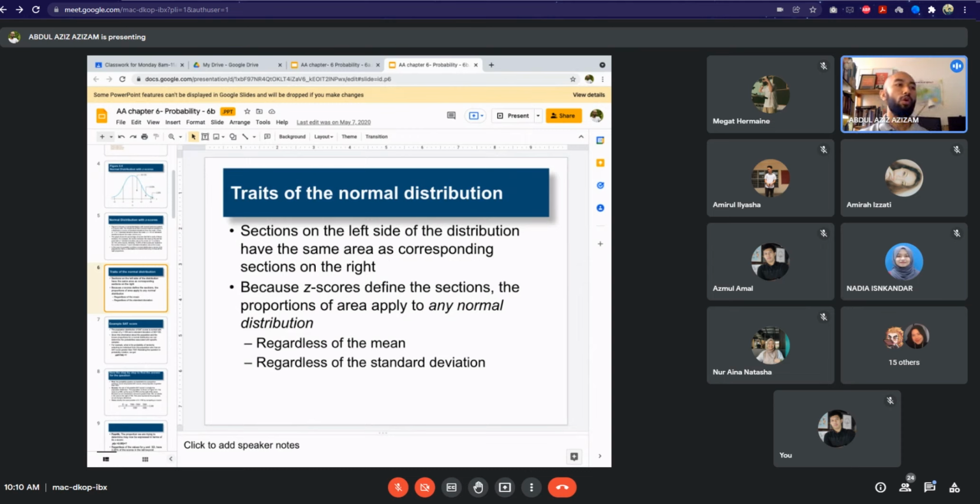Okay, so when we define the sections of a normal distribution, dia tak kira mean ataupun standard deviation, dia terus tengok the area of the proportion saja. Kawasan tu 30% tu dia ditulis kepada proportion of area. Okay, dia tak kisah.